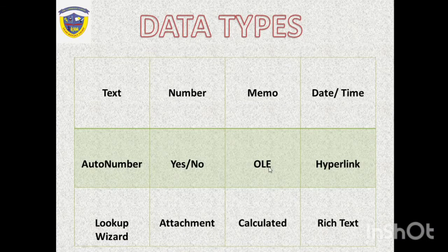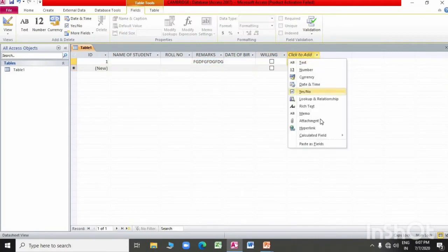After that, OLE. What is OLE? It stands for Object Linking and Embedding. It is used to embed an object created in other applications, such as a Microsoft Word document, Excel spreadsheet or PowerPoint presentation, into the Access table. It stores up to 2 GB of data. This option will be used only when we make project-based work; it is not available here.